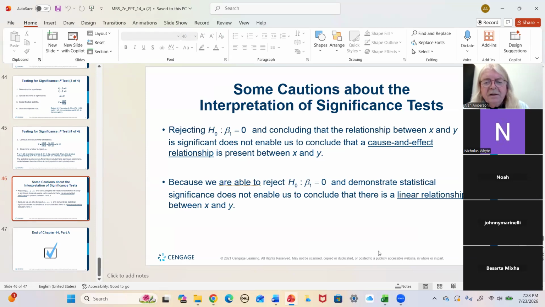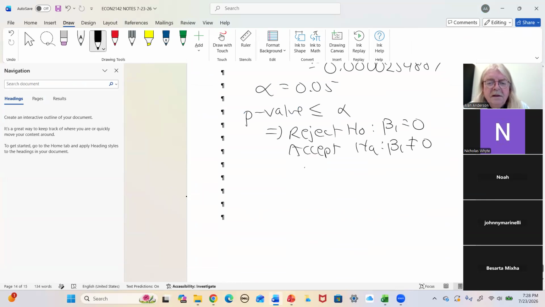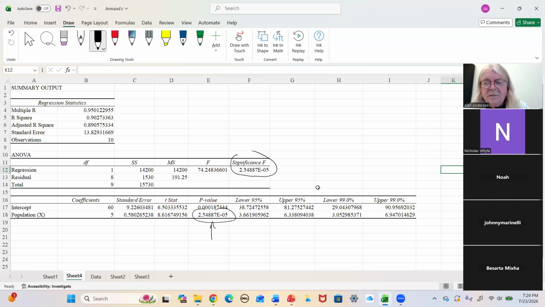Also, if we're able to reject the null and demonstrate statistical significance, it doesn't guarantee that there's a linear relationship between X and Y. It could be that there's some kind of nonlinear thing going on here that's close enough that we conclude there's a relationship. So imagine if the points look more like something like this. There's kind of a curve going on here. That's what we mean by nonlinear. Remember, regression analysis assumes a linear relationship. So, in other words, what they're saying is you might find yourself rejecting the null, even though it turns out there's not a linear relationship here. So you just have to be careful interpreting your results. Okay. All right. Just don't jump to conclusions, is what they're saying.